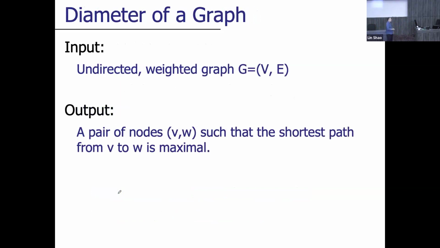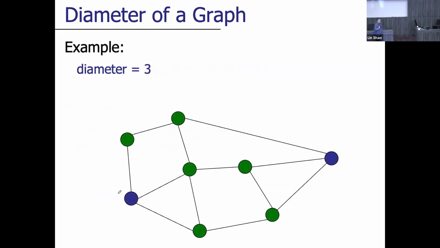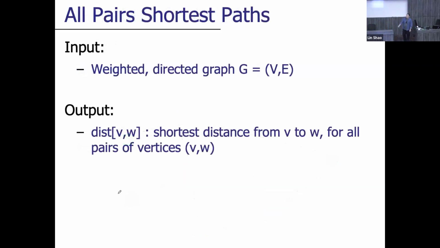One of the applications of this problem would be calculating the diameter of the graph. When we have an input of an undirected weighted graph, the diameter of the graph is defined to be the longest shortest path between nodes. One example is shown here. You can see the diameter is the longest shortest path, the length between the two nodes highlighted in blue. Again, now let's consider this problem. We also want to apply this to a directed and weighted graph.